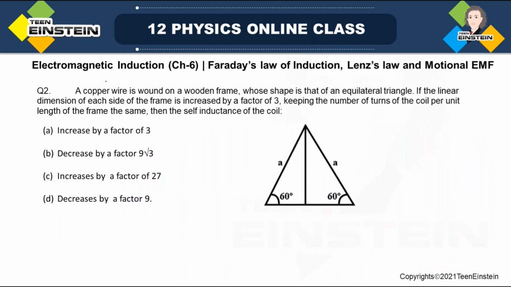The second problem says a copper wire is wound on a wooden frame whose shape is that of an equilateral triangle. You can see that this is an equilateral triangle. This is the wooden frame, and the copper wire is wound like this. Like this it is wound.